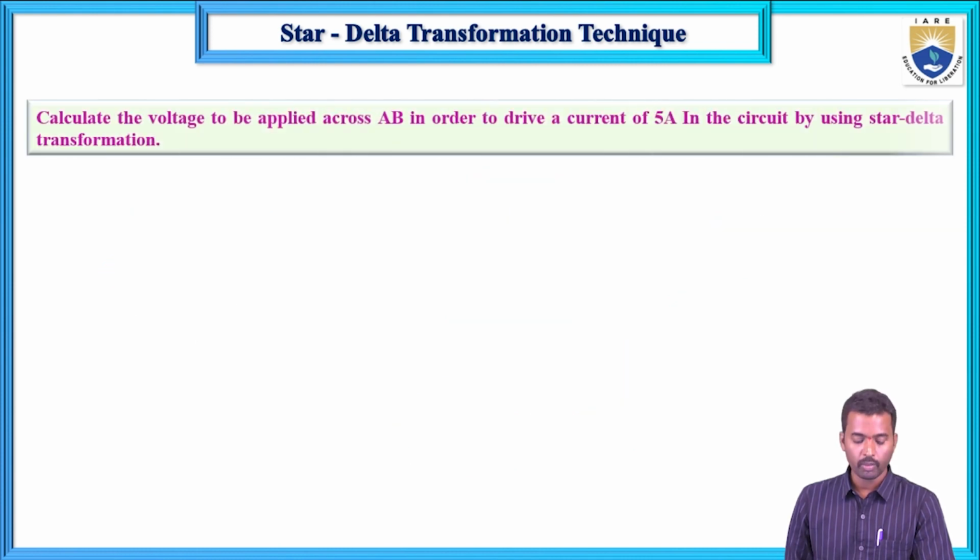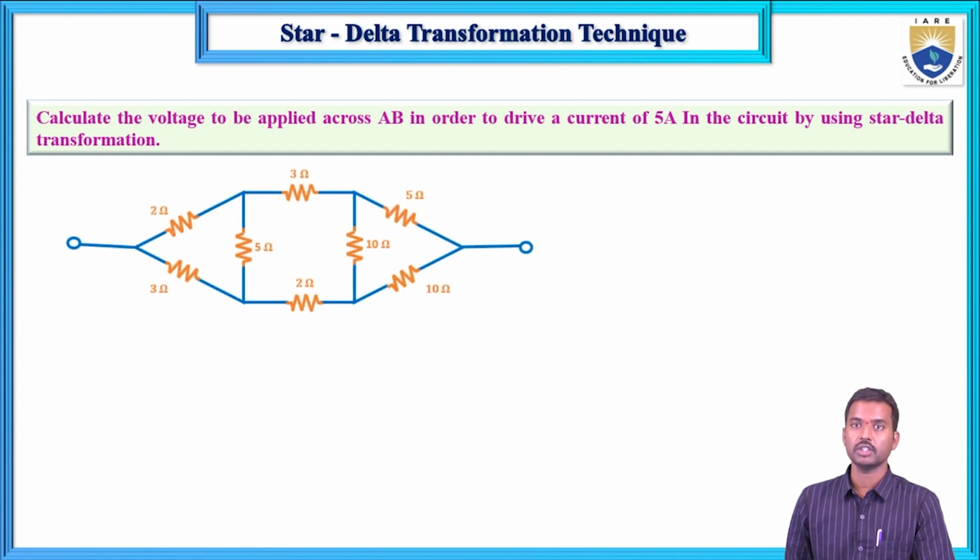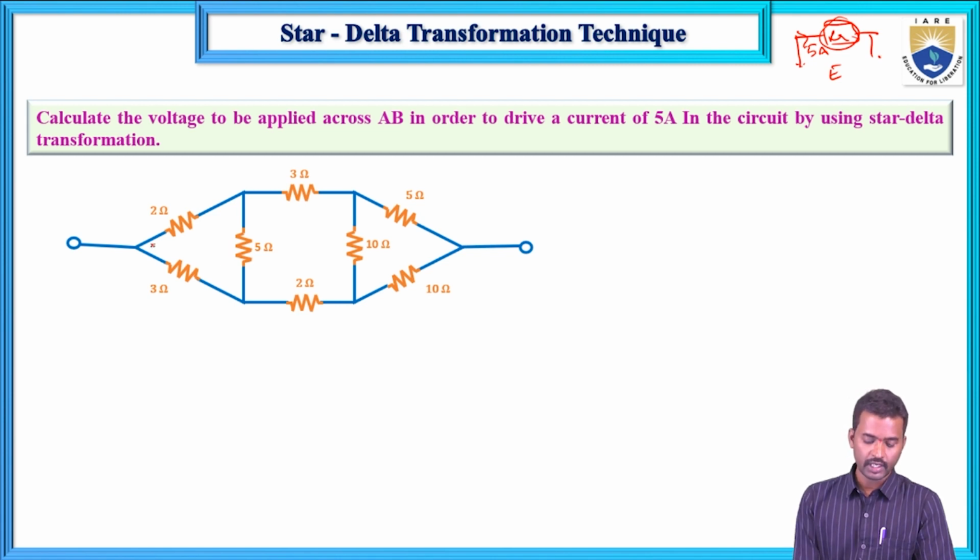Now let us take one problem. First, calculate the voltage applied to AB terminals in order to drive a current of 5 amps in the circuit by star delta transformation. This is the circuit. So how will you simplify that one? First calculate the R equivalent. For the 5 ampere current, if you multiply the R equivalent with it, you will get the voltage value. Now here this is the delta connection. Convert the delta connection into the star connection.